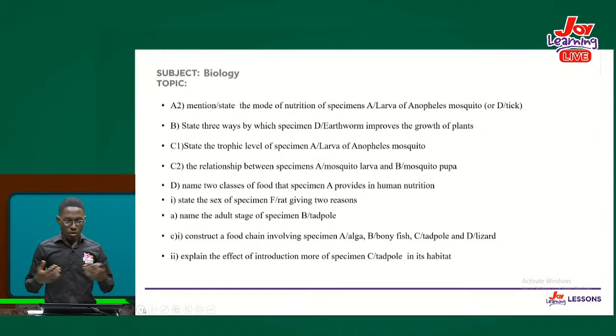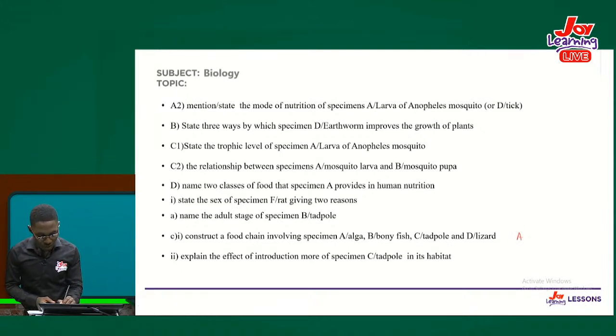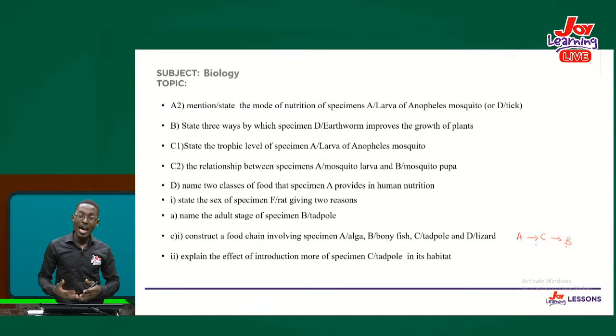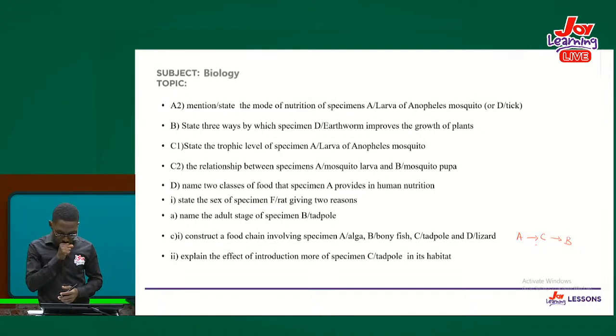Then they can also tell you to construct a food chain. So I give about four things here. How do you construct a food chain between algae, a bony fish, a tadpole, and a lizard? Probably A would be fed on by C, but there's this thing, this arrow. If you don't bring the arrow, then it's not a food chain.